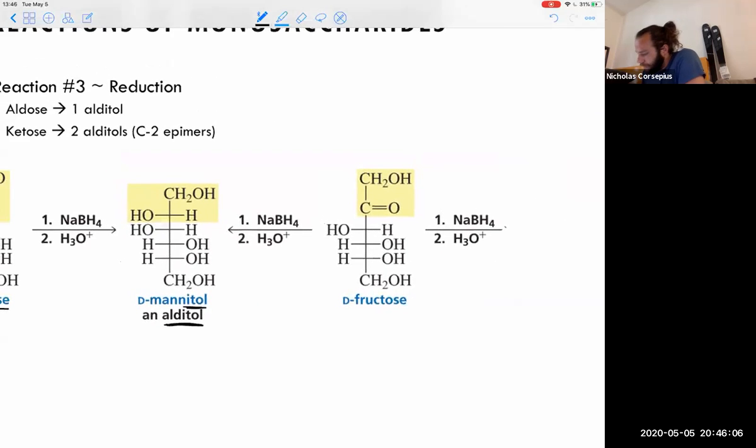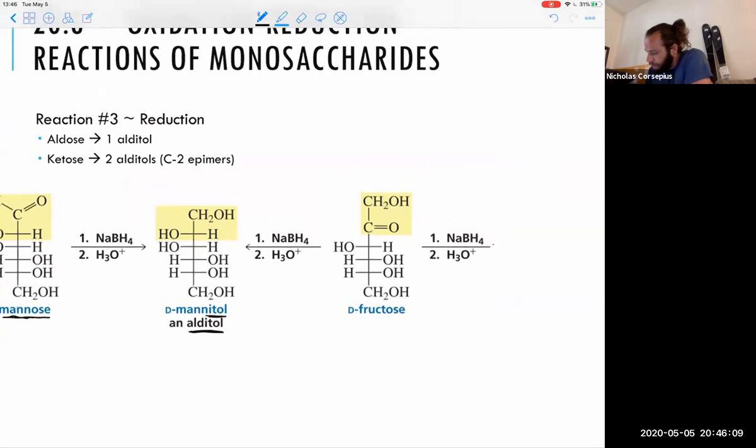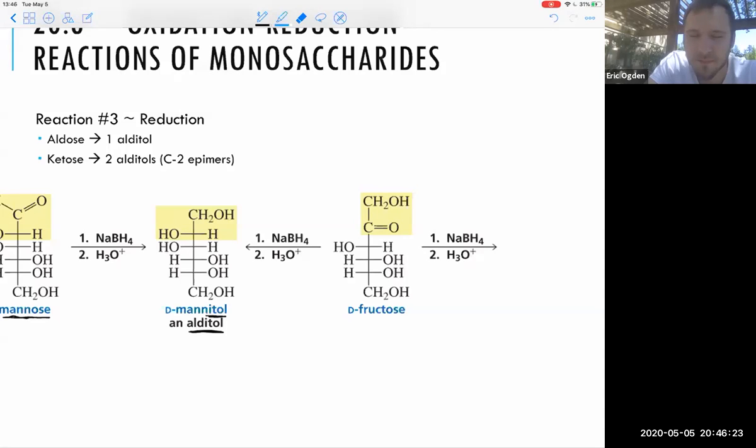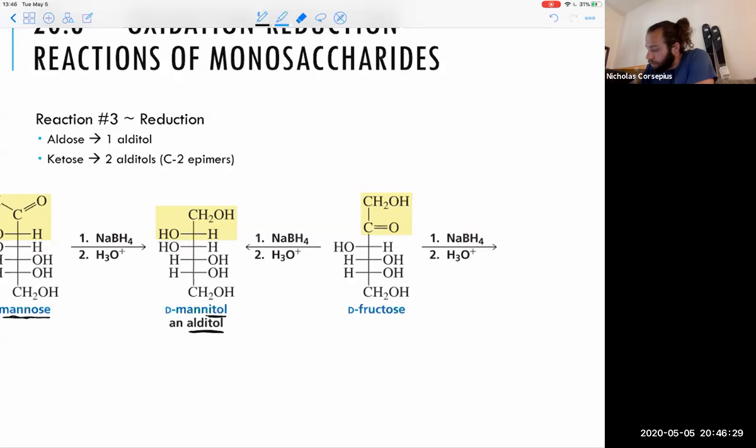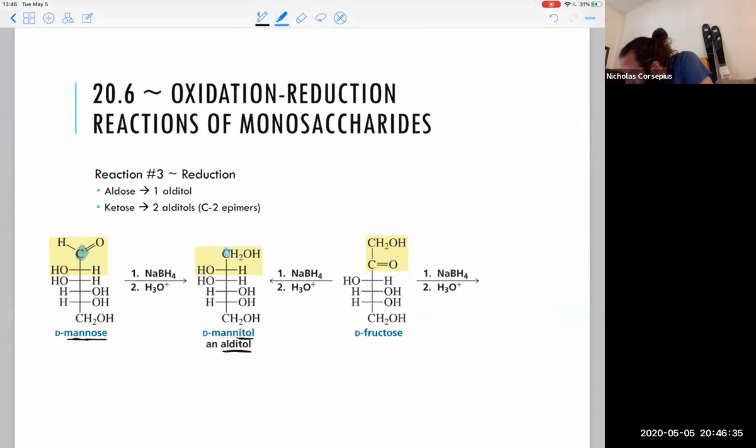All right, and then if I had instead a ketose, notice I have the same number of carbons, and I reduce that, I could get two different products. What would be the difference between these two? Well, you would get a secondary alcohol for one of them. Yeah, so if we just pay attention here, for our aldose, it is that top carbon that's being reduced. But here, it's the second carbon that's being reduced for the ketose rather.